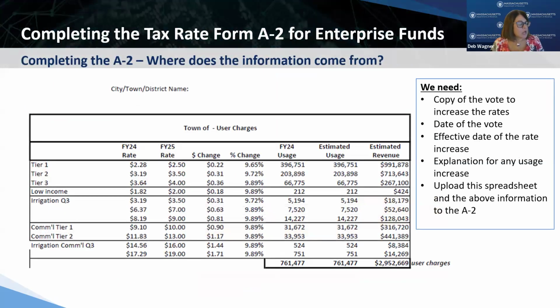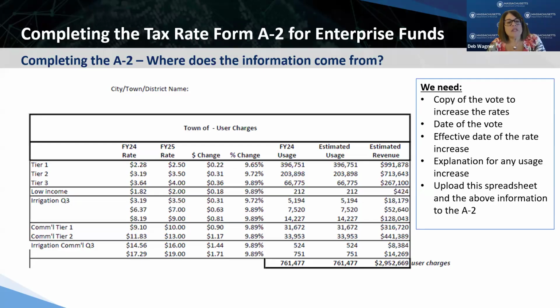So if you have a large increase in your user fees line or your other departmental revenues line, we're going to want you to fill out this form. And this form can be found on the tax rate landing page. It's the user fees spreadsheet. And I think Jen has also put a link to this in the chat.